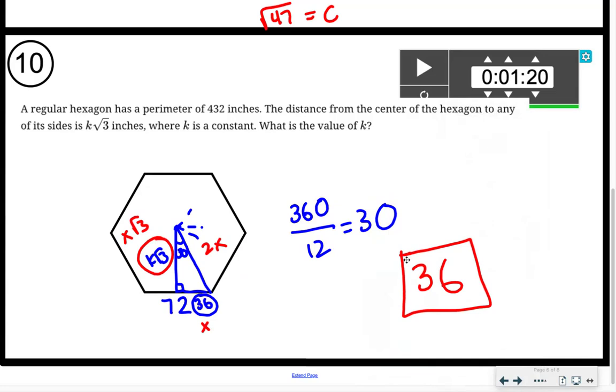So a hint for problems in general: if you ever see a hexagon, it's a shape they like. The reason is because a hexagon is always made up of 30-60-90s. So you're going to be using the 30-60-90 ratios if you see a hexagon problem. So at least that'll help you get started.